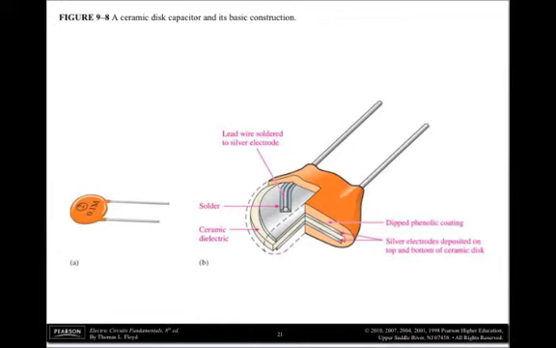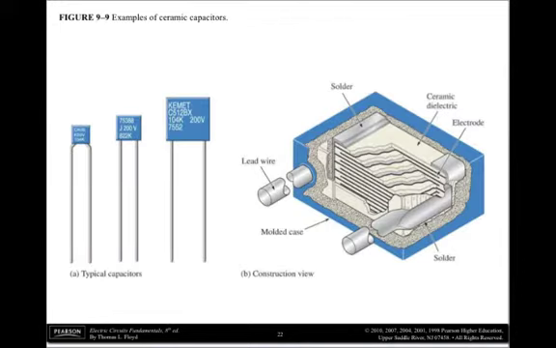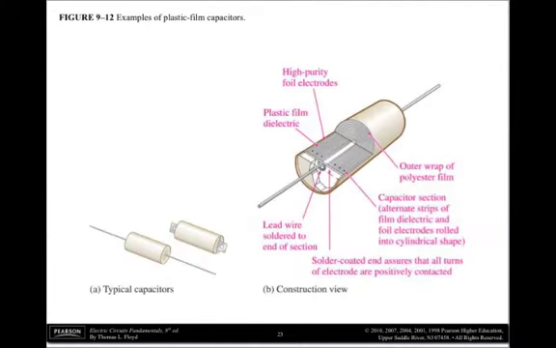Although this is a ceramic disc, it also comes in other forms. So this is more of a square brick format, but is still made up with ceramic tiles in between the electronic plates. The last construction we'll look at are plastic film capacitors.